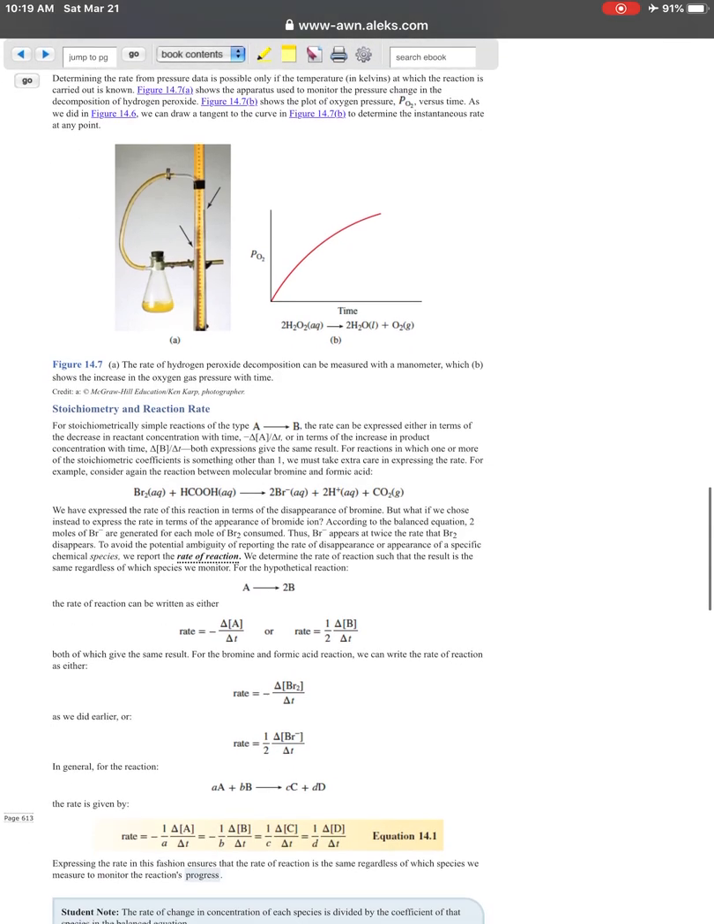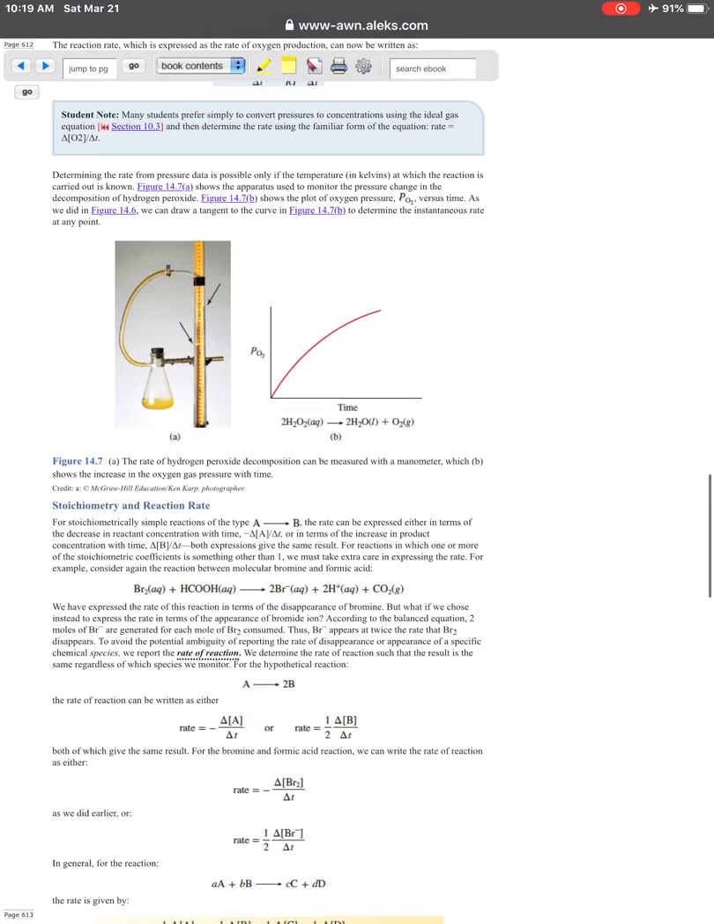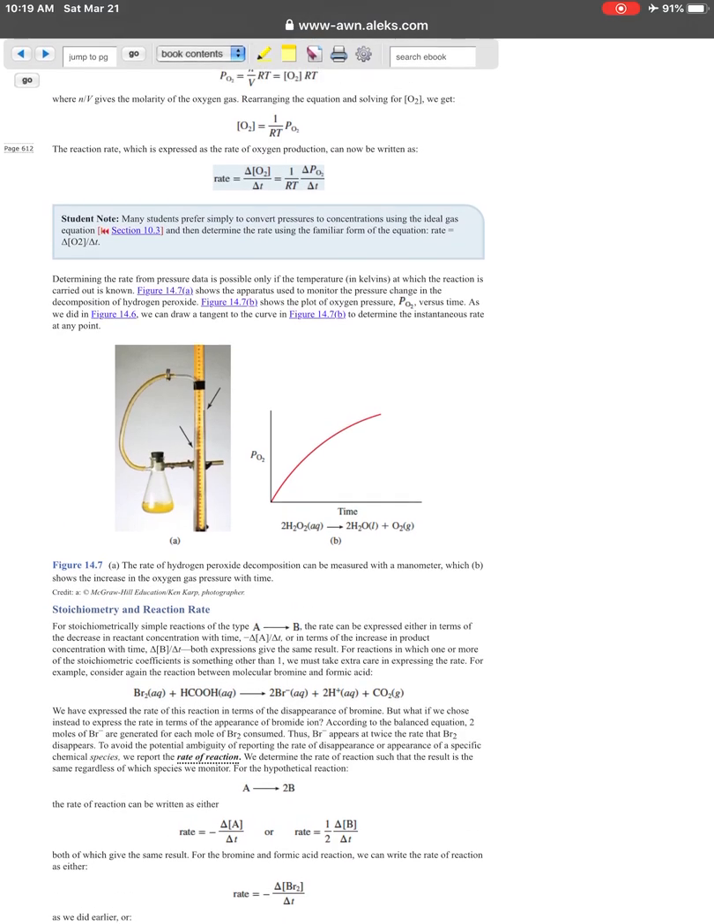Let's come up to the next reading. Determining the rate from pressure data is possible only if the temperature in kelvins at which the reaction is carried out is known. We have to know the temperature. Take a look back over here at this equation. See how you have T, temperature, in the denominator? You got to know what the temperature is.